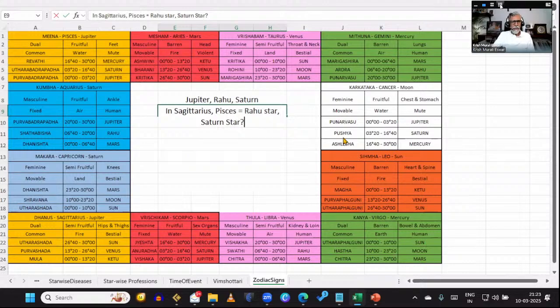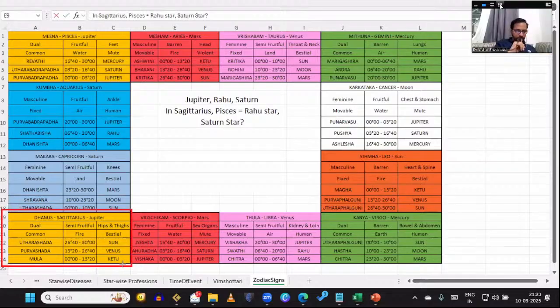Now you check this. This is Sagittarius. Do you see a Rahu star? No, sir. But we see a Ketu star. Rahu means Ketu, Ketu means Rahu. So you take Moola.